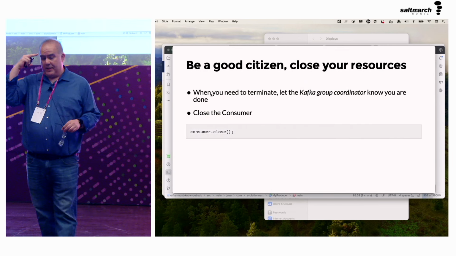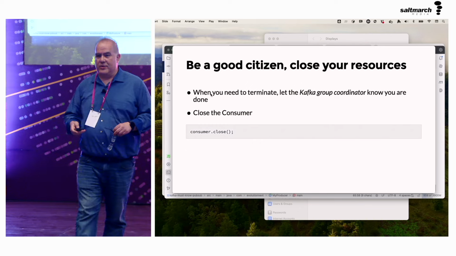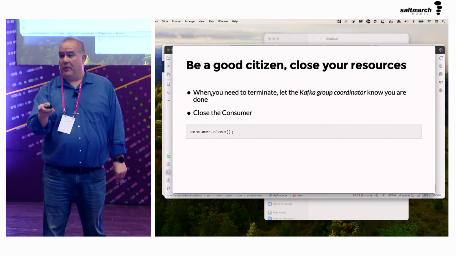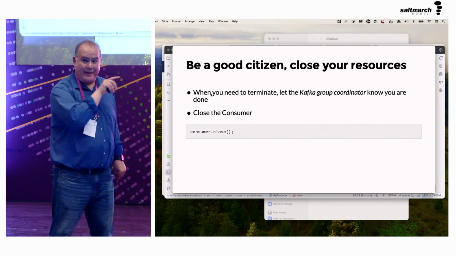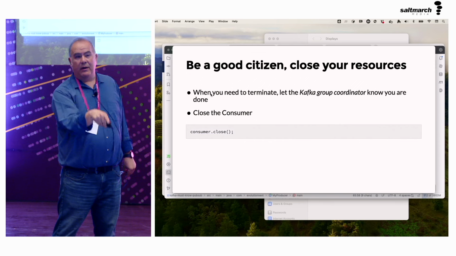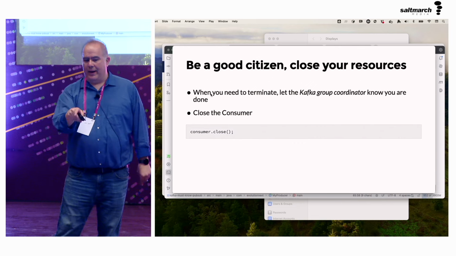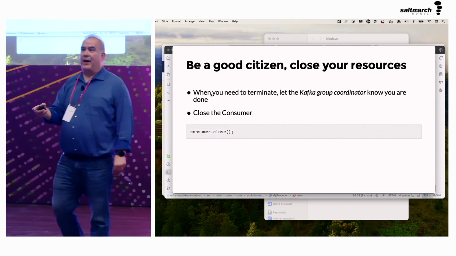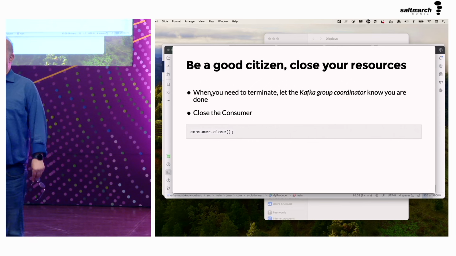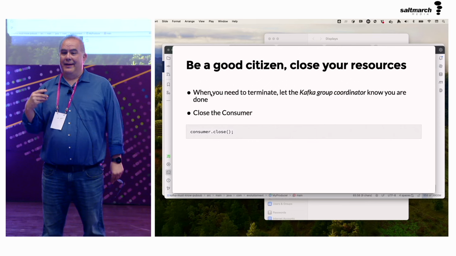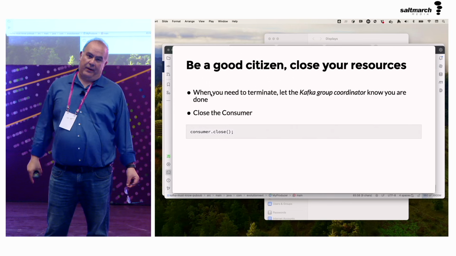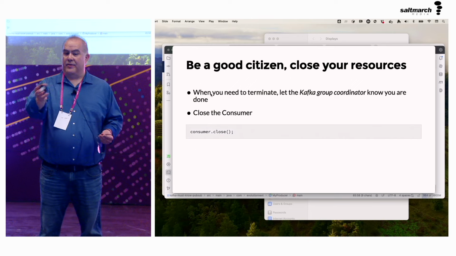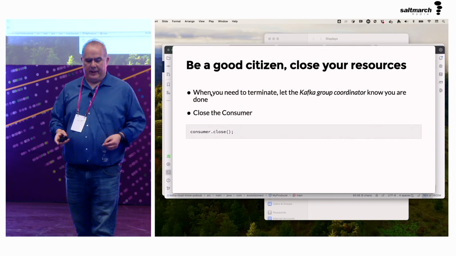As always, be a good citizen when it comes to a consumer and close things up. Why this time? Remember, producer.close was important because there were messages in that buffer pool that needed to get out. What's the importance here in the consumer? Well, we need those offsets committed. Because if I read offset number 27, 28, 29, and I didn't commit 29 and I fail, and you're the next consumer that is going to take over my load, you're going to read those messages again. And now you're back to an at-least-once semantic.